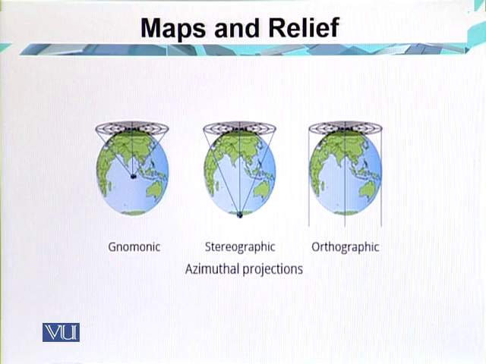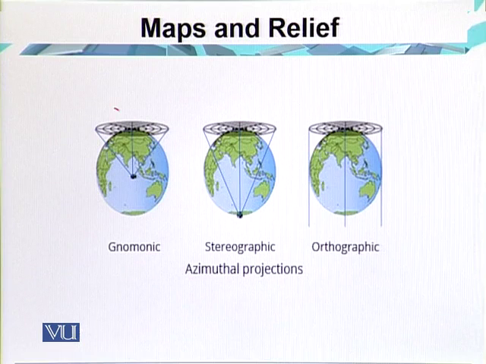Now these are the types of the zenithal projection. The first one is called the gnomonic projection. Here the light is coming from the center of the earth and it truly pictures the areas which are closer to the pole. The second most important projection in zenithal type is stereographic. In stereographic projection, the light is coming from the south pole and again it truly represents the area which is closer to the north pole.